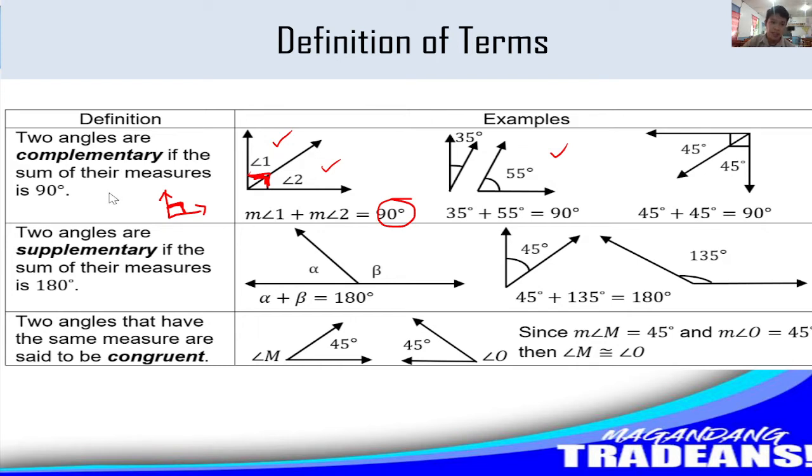Next, two angles are supplementary if the sum of their measures is 180 degrees. Take note, 180. Earlier it was 90. Now it is 180. When you say supplementary, when you add angle alpha and angle beta, the answer is 180 degrees.